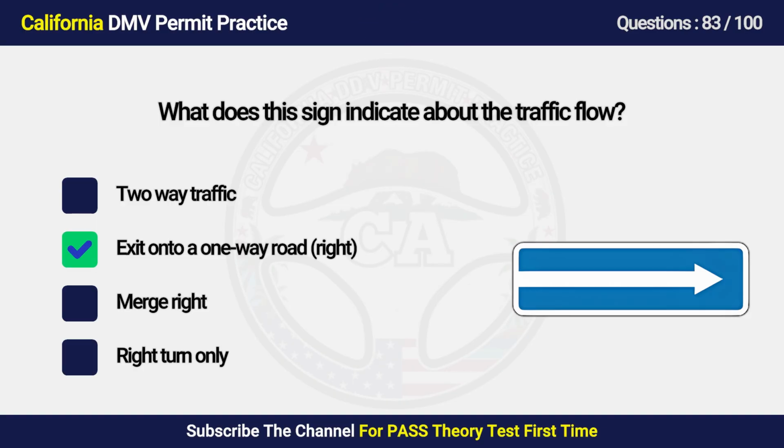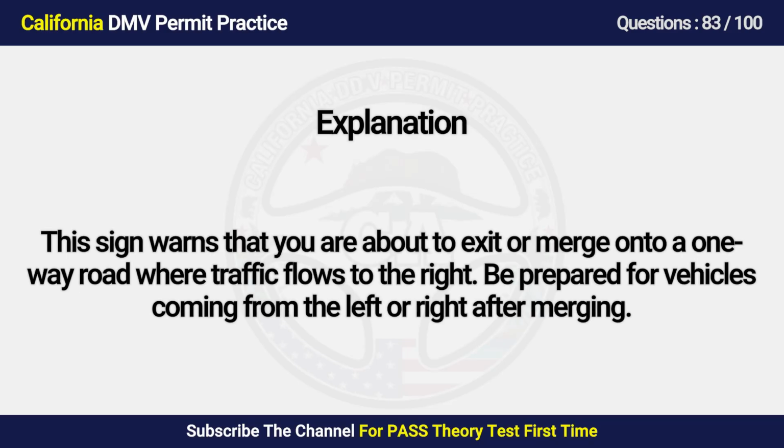Answer is B. Exit onto a one-way road right. This sign warns that you are about to exit or merge onto a one-way road where traffic flows to the right. Be prepared for vehicles coming from the left or right after merging.